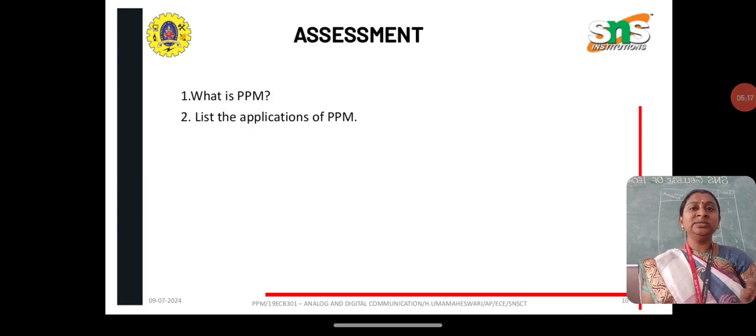Assessment: What is meant by pulse position modulation, and also explain the various applications of pulse position modulation.